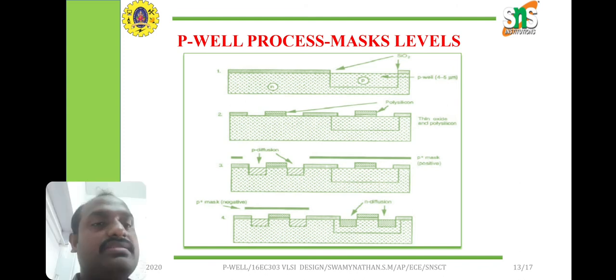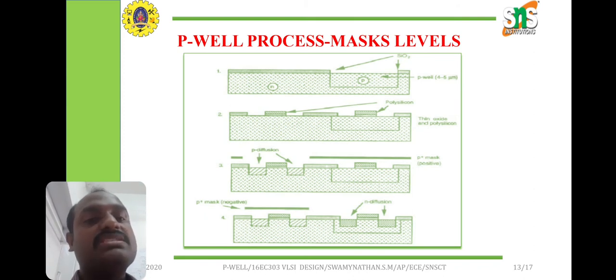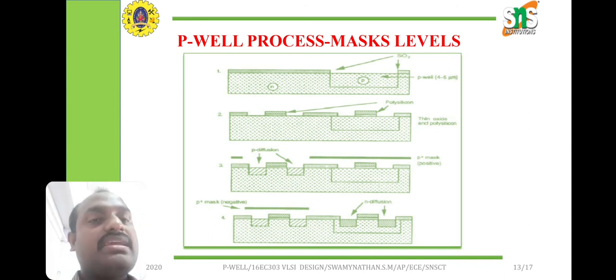Here, above the pwell in the diagram, we make a mask, and that mask is called the P plus mask positive, because if we are using the mask, we cannot diffuse any diffusion. So that is the main usage of the P plus mask positive. That is the third diagram.